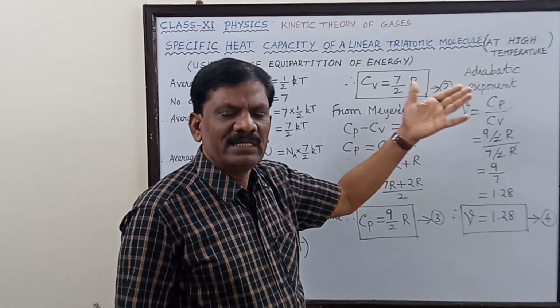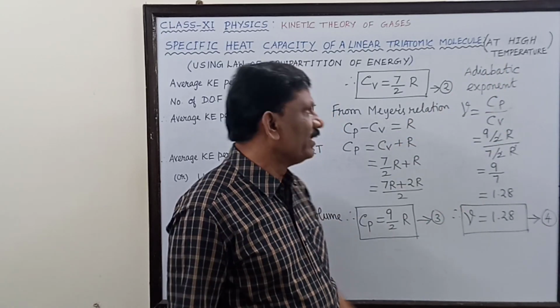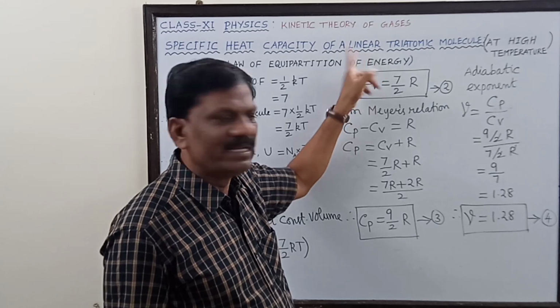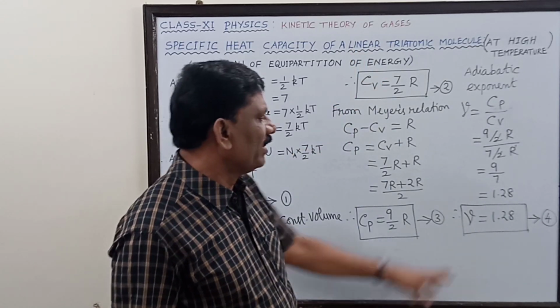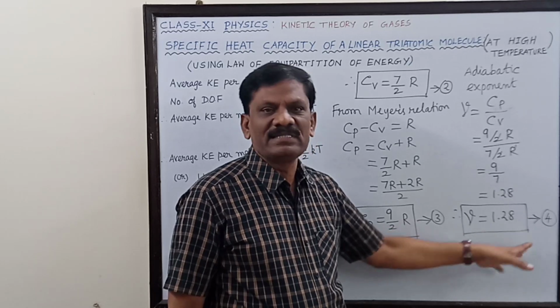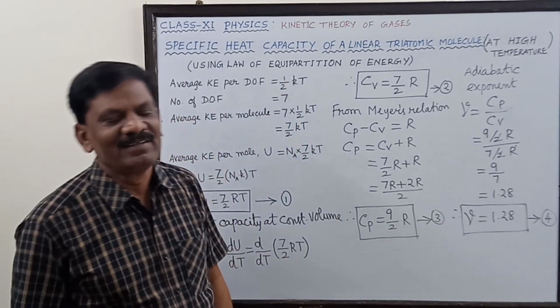So the value of gamma is the same for a triatomic molecule at a higher temperature as well as a diatomic molecule at high temperature, provided the triatomic molecule's shape is linear. So for it also the value of gamma equals 1.28, same as that of a diatomic molecule at high temperature. I hope you have understood well. Fine.